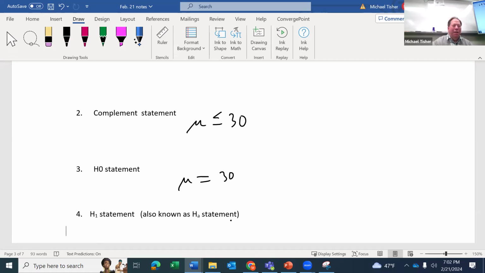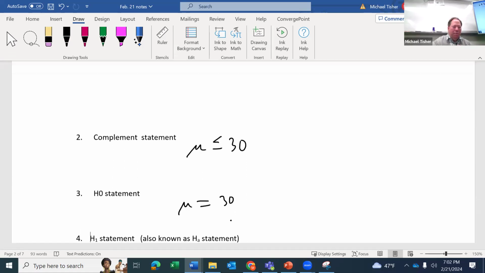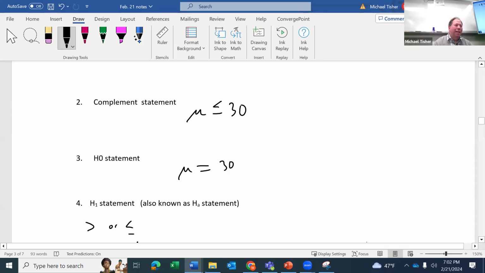Well, let's see. So again, the H1 can only be the claim or the complement. So let's see, the claim has a greater than, and the complement has a less than or equal to. So we have to choose from either the greater than or less than or equal to. So which one can it be? Greater than, yes.